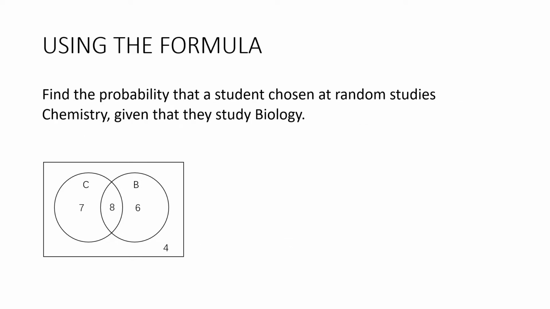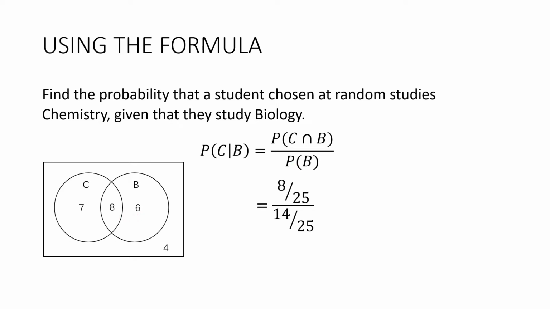Now we can use the formula. We will get the right answer. It's just more work. Here's the formula. Probability that the student studies chemistry given they study biology is the probability they study chemistry and biology divided by the probability they study biology. So this probability here is going to be 8 out of 25, and this probability is 14 out of 25. And you can see that those 25s cancel out and we end up with the same answer, 8 out of 14.